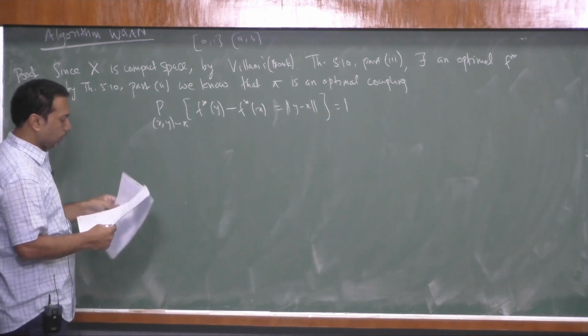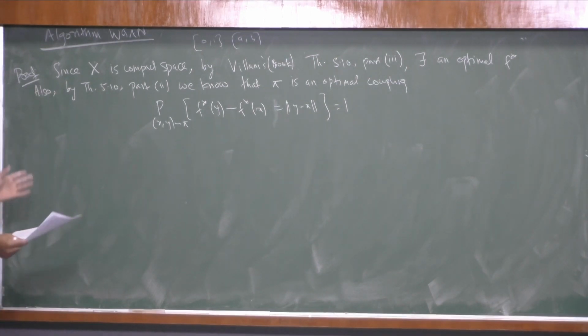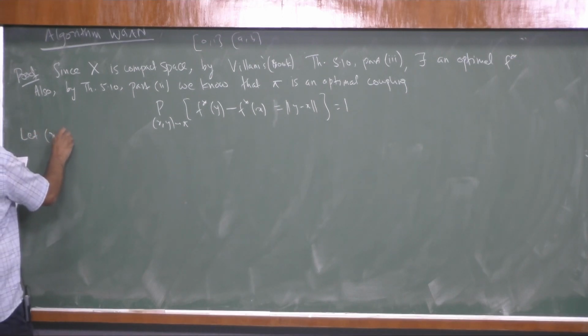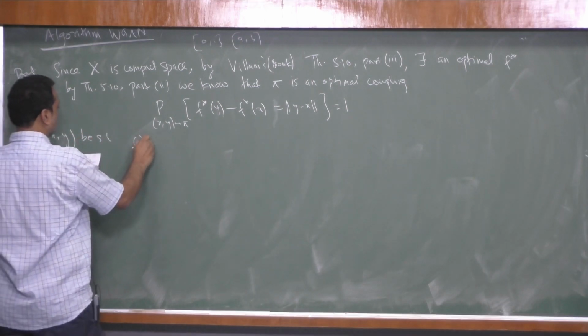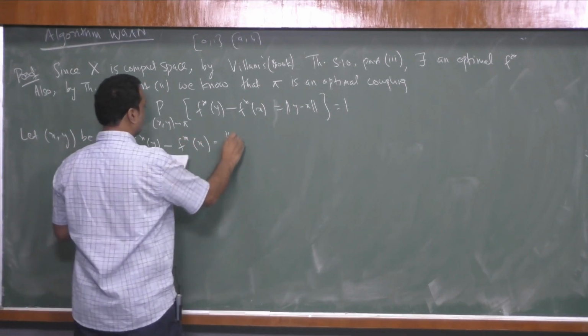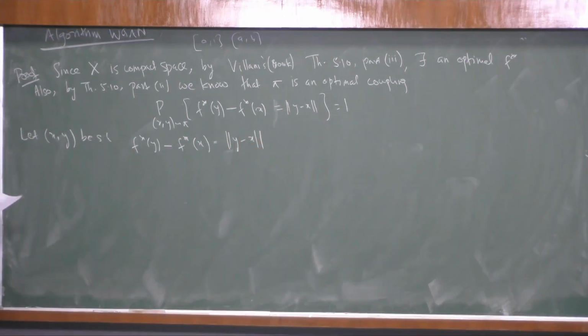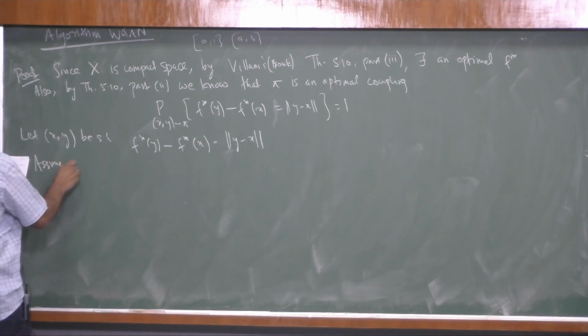So let us say there is an x and y for which this holds. So let x, y be such that f star y minus f star x is norm of y minus x. x equals y will be very simplistic, so we will say, in general, x not equal to y. So assume the very trivial case, right.